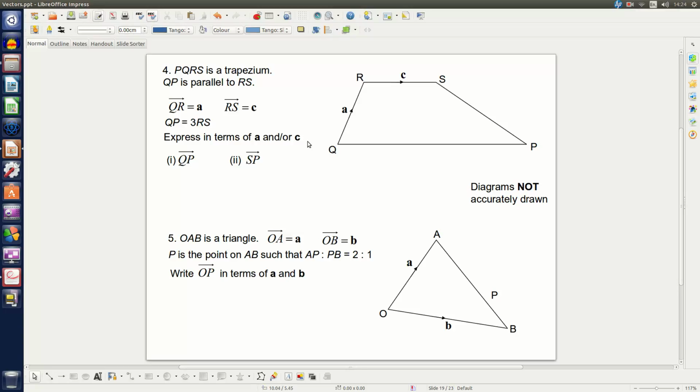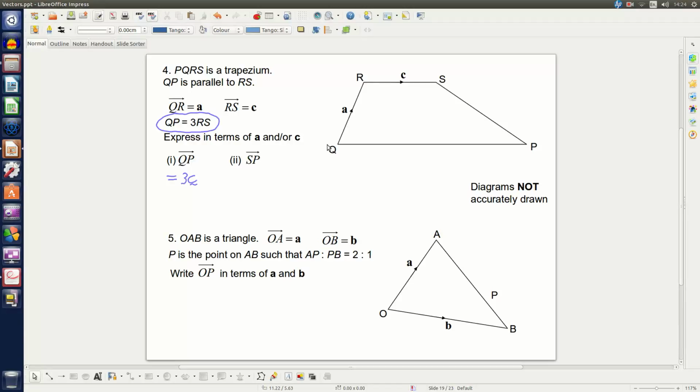What do I mean by scalar multiples? I just mean one is a scale factor enlargement of the other, if you like, but they're in exactly the same direction. That should help us, together with this fact here, that QP is 3RS. That should help me to establish what QP is in terms of C, because since QP is parallel to RS but 3 times longer than it, it's just going to be 3C.